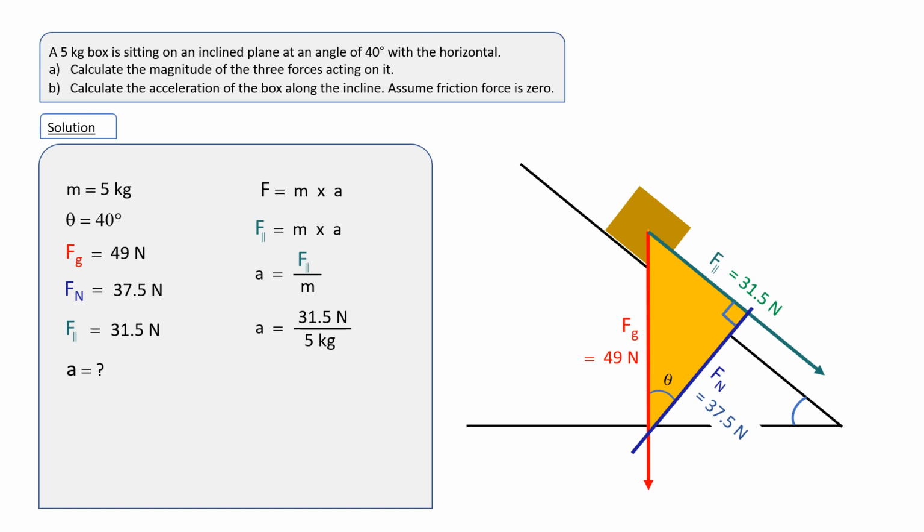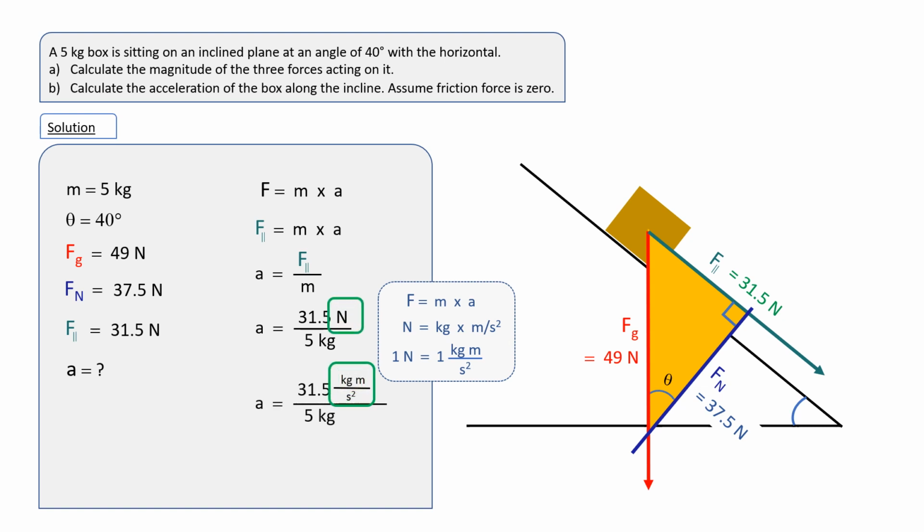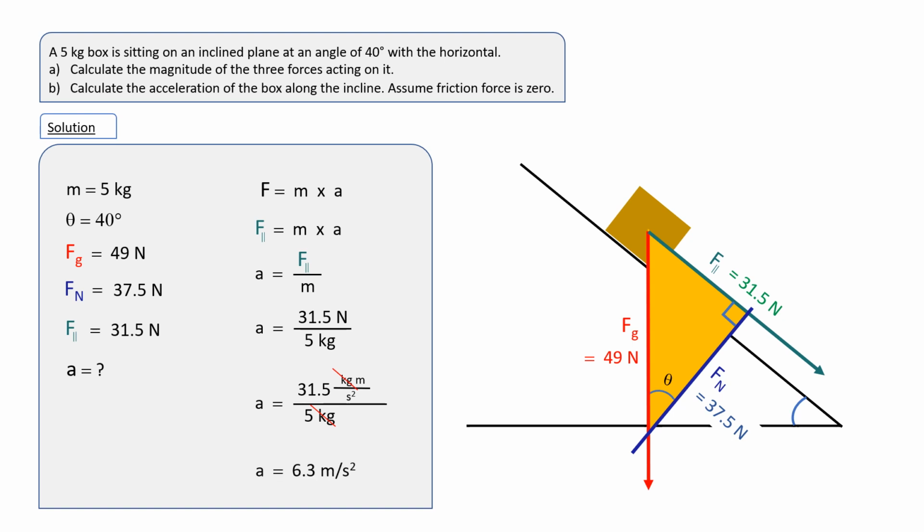Writing our units as newtons per kilogram, though essentially correct, does not accurately describe units of acceleration. The basic formula, F is equal to m times a, itself can help us figure out alternative units. If force is measured in newtons, mass in kilograms, and acceleration in meters per second squared, then we conclude that 1 newton is equal to 1 kilogram meter per second squared. Through substitution and cancellation, we end up with more conventional units. The acceleration of the 5 kilogram box along the 40-degree incline is 6.3 meters per second squared.